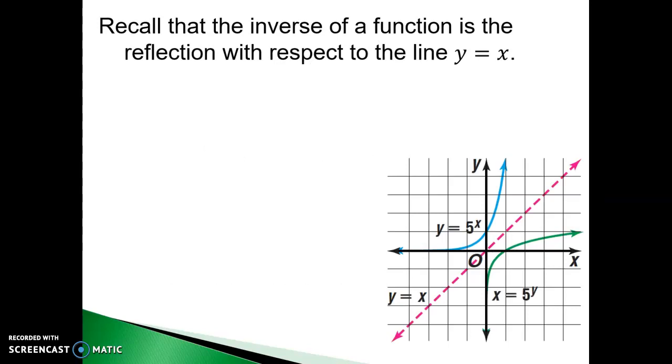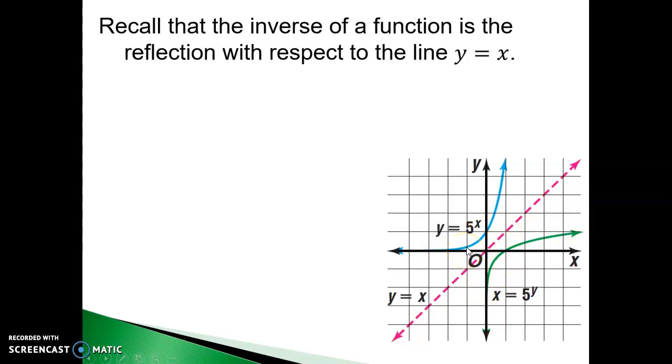So we need to recall what an inverse of a function is. If you notice, this blue line is the exponential function y is equal to 5 to the x power. For example, 5 to the negative 1 would be 1/5, 5 to the 0 would be 1, and 5 to the 1st power would be 5. What we're going to do is reflect that across the line y equal x. Imagine if this was on paper, we would be folding it along that dashed line, and we would get this green function here. This is where the x and the y's switch.